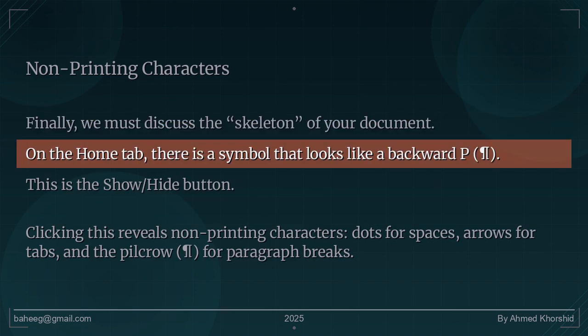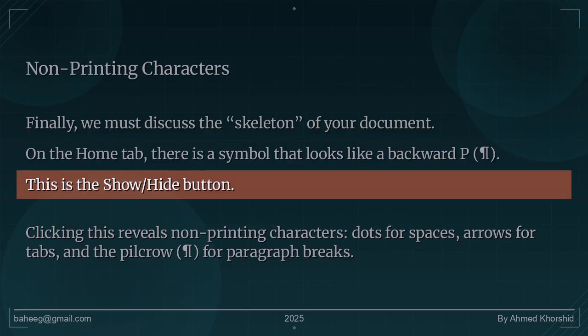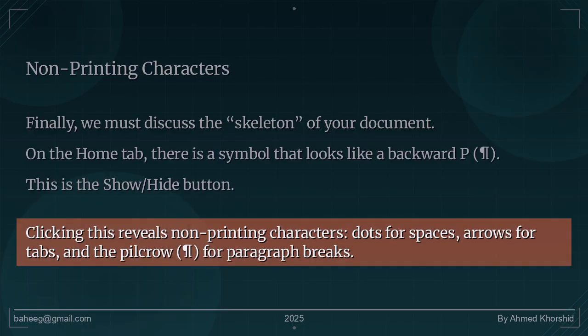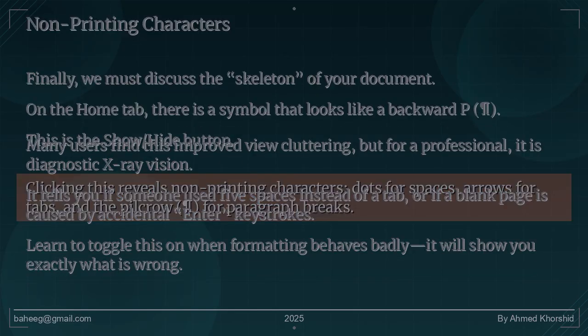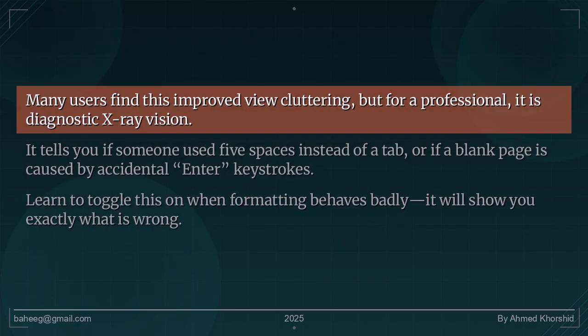On the Home tab, there is a symbol that looks like a backward P, paragraph. This is the Show/Hide button. Clicking this reveals non-printing characters, dots for spaces, arrows for tabs, and the pilcrow, paragraph, for paragraph breaks. Many users find this view cluttering, but for a professional, it is diagnostic X-ray vision.